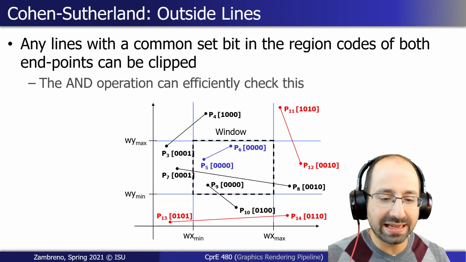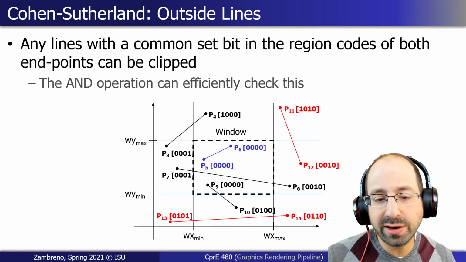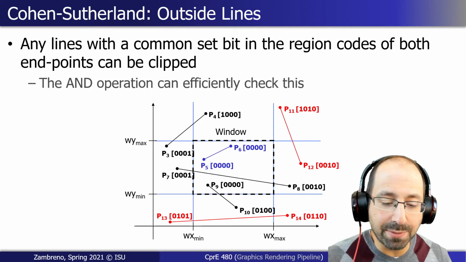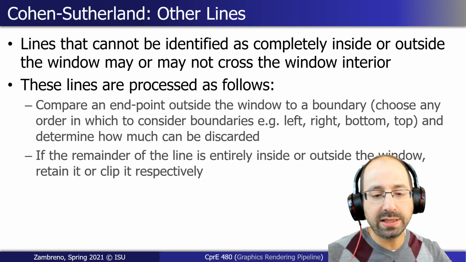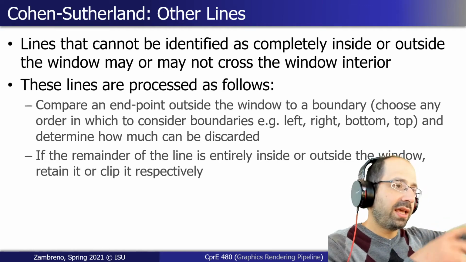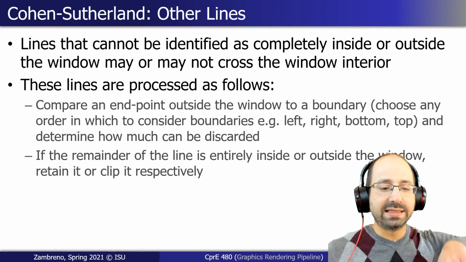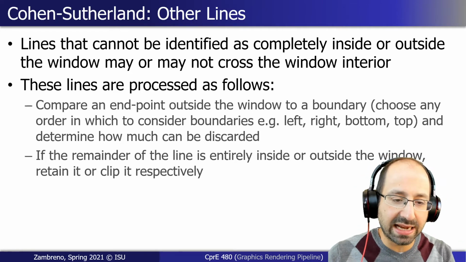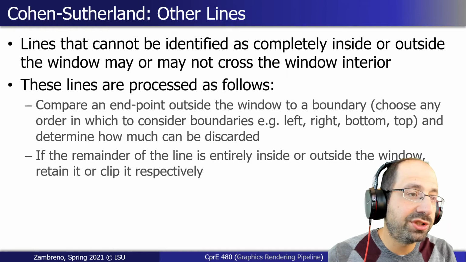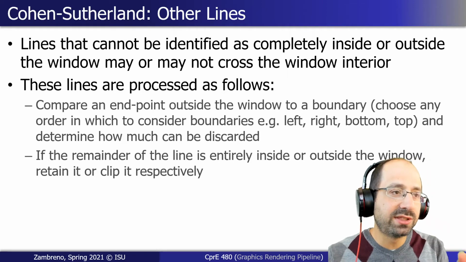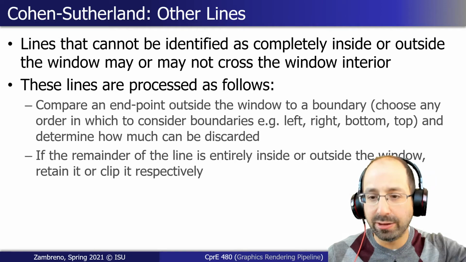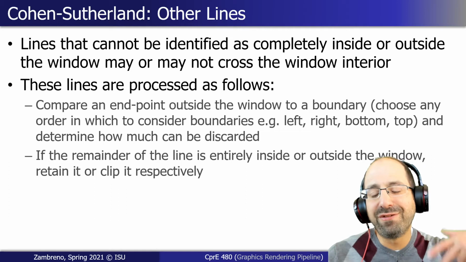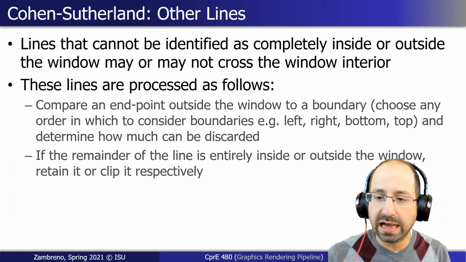So for those that we can't immediately classify as being entirely within the window or entirely outside the window, we would then be doing that endpoint comparison again, right? So we could compare those endpoints outside the window to that boundary, and you could choose whichever order, as long as I think you do it consistently, it would work. And then you would generate a new point based on that intersection. And then you would check based on that intersection, is the resulting line segment entirely inside or outside the window? If it's inside the window, you're going to have that partial clipping. If it's outside the window, you can then discard at that point.